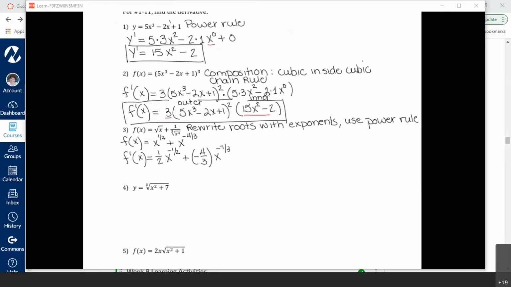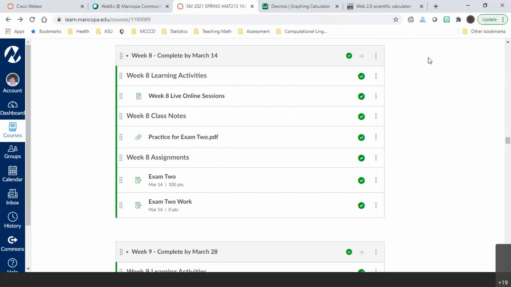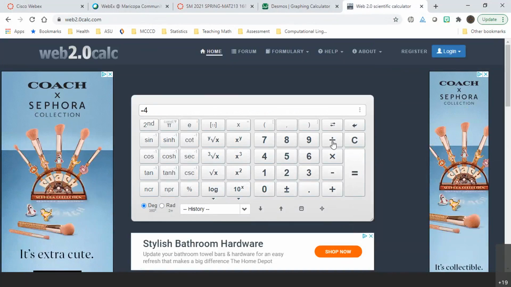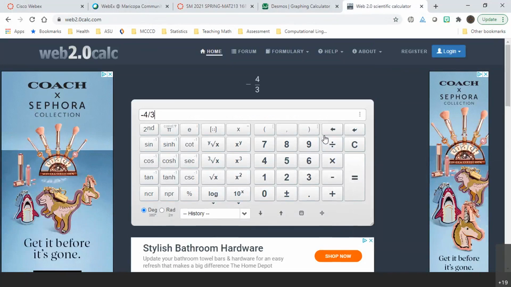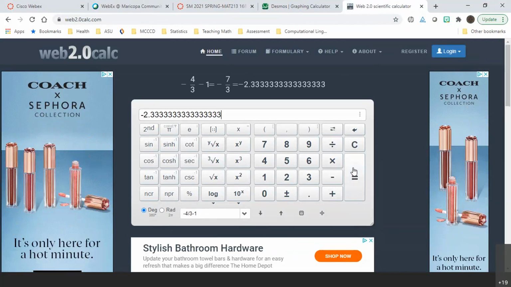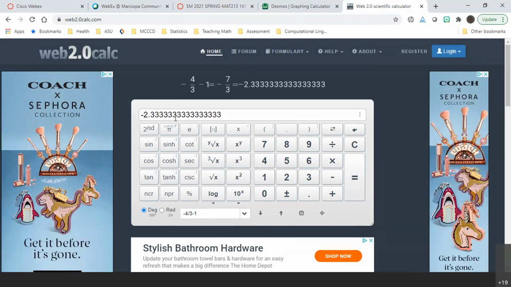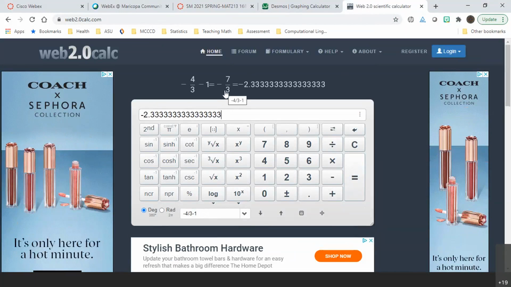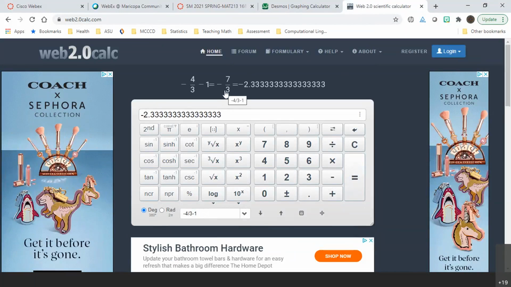Again, if you're fighting with your negative exponents or your fractional exponents, use a calculator to help you, okay? The Web 2.0 calculator that I have in the course, let me just show you how that works. Okay, suppose I have negative 4/3, and I want to subtract 1 from it. Okay? Notice, yes, it gives you a decimal here, which isn't helpful, but see up here, there's negative 7/3. Okay? So it will do the fractional arithmetic for you.